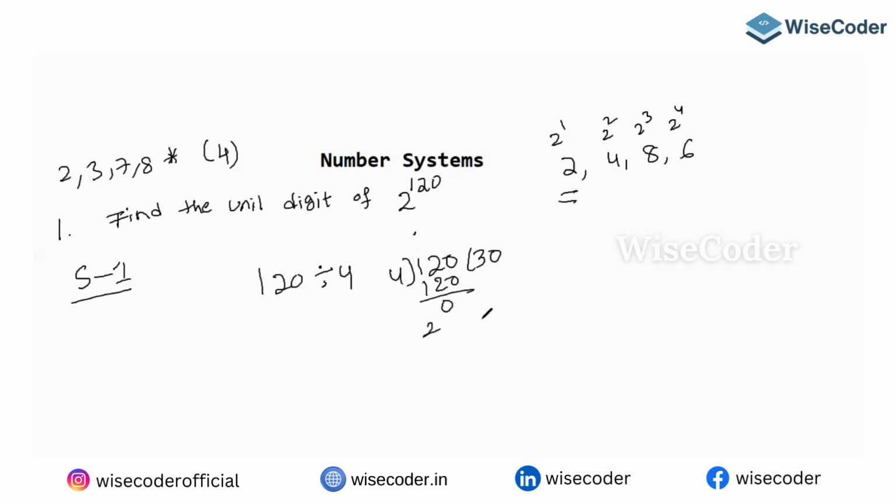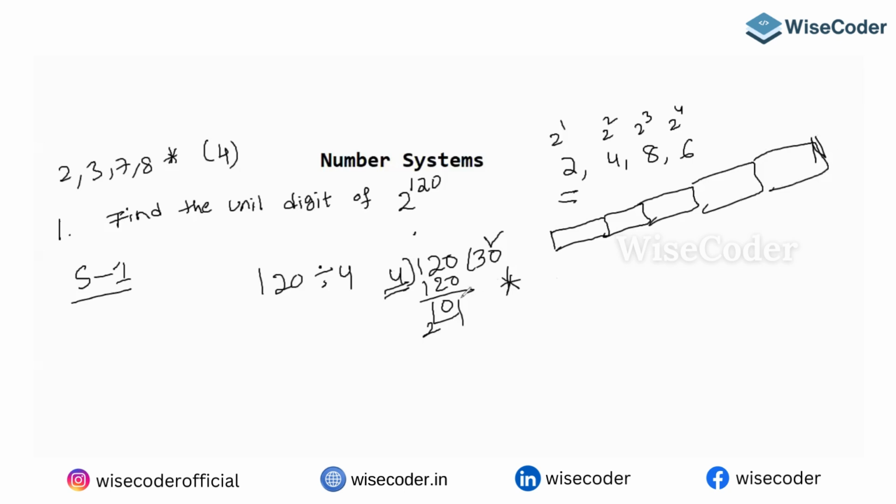But 2 power 0, don't write 1. Wait a minute. Please remember, whenever you get 0, it means there are 30 cycles, so 30 cycles will be finished and nothing is left. I am dividing with 4, so there is a set of 4 cycles like that, 30 cycles. Whenever your remainder is 0, you have to check the cyclicity.